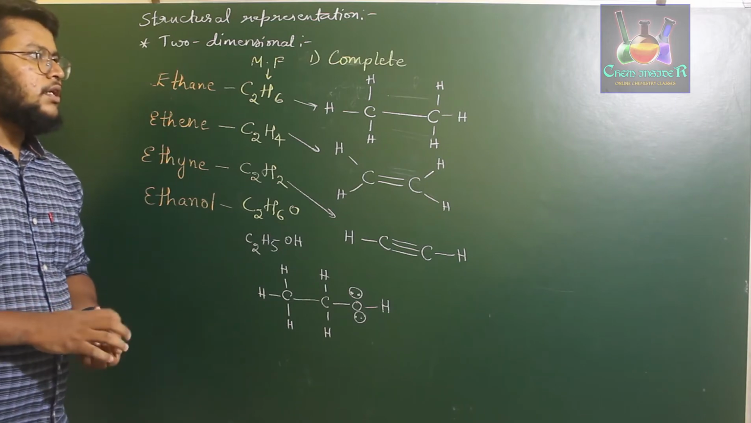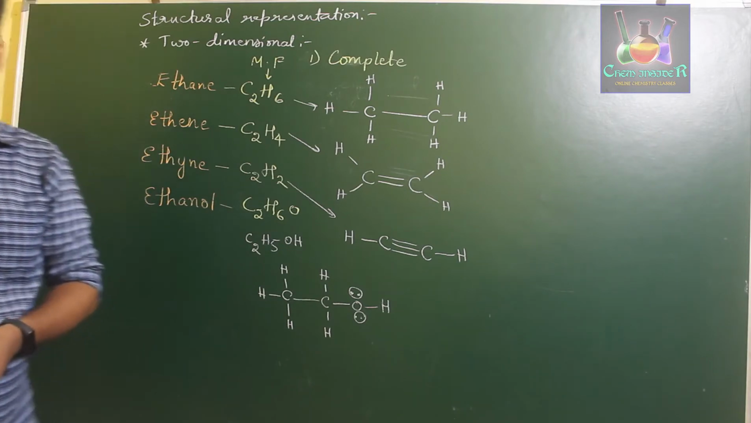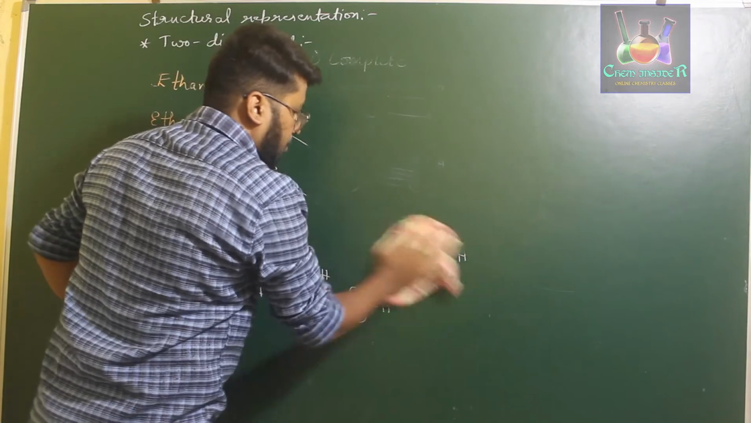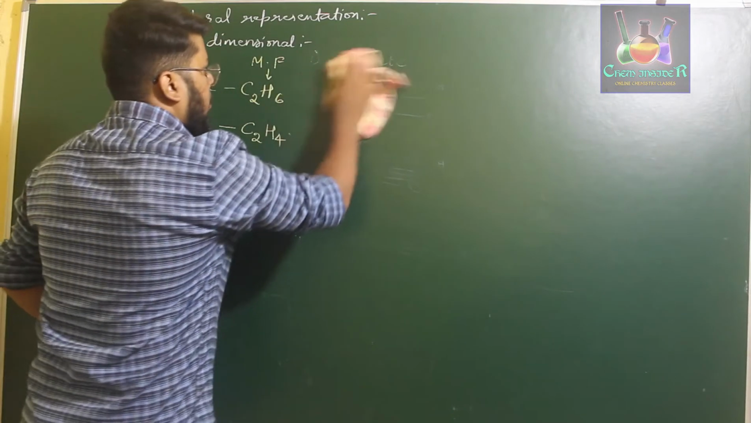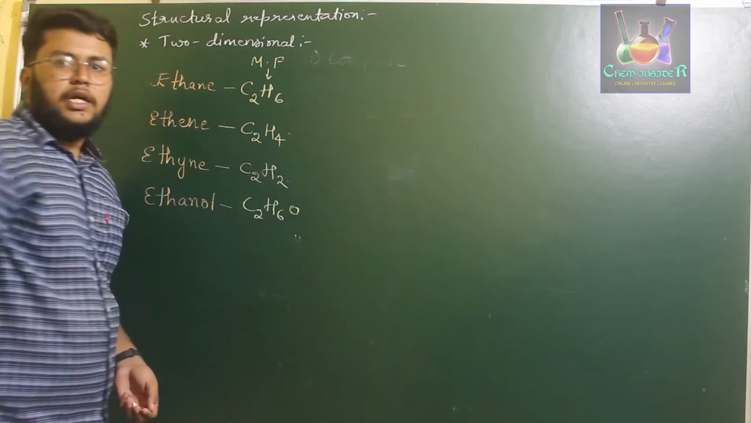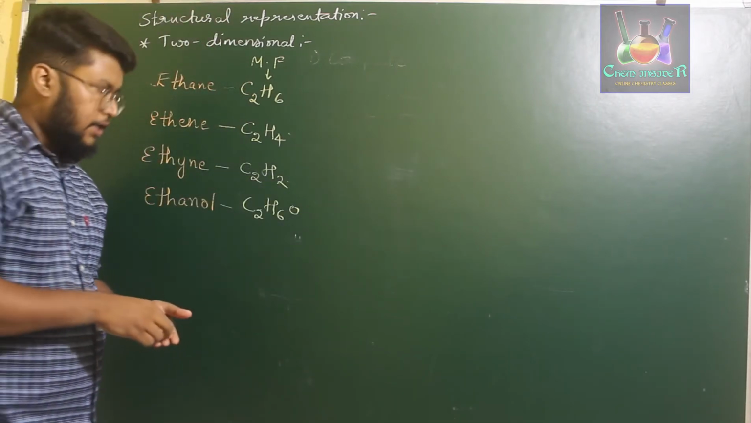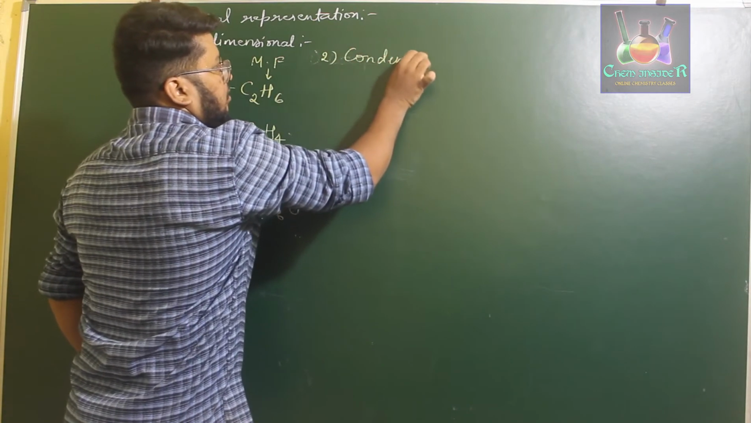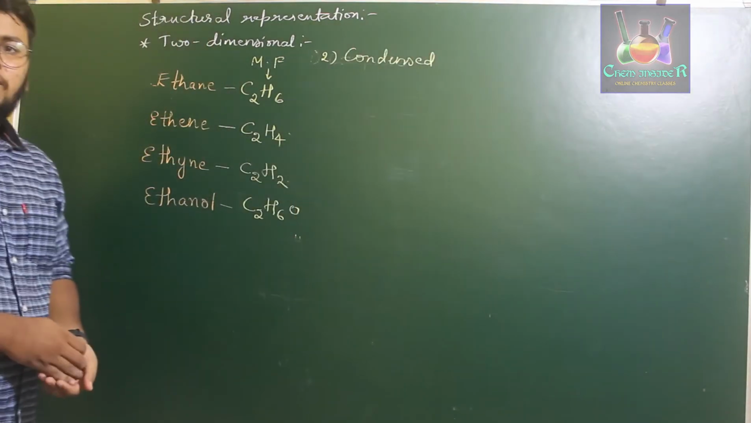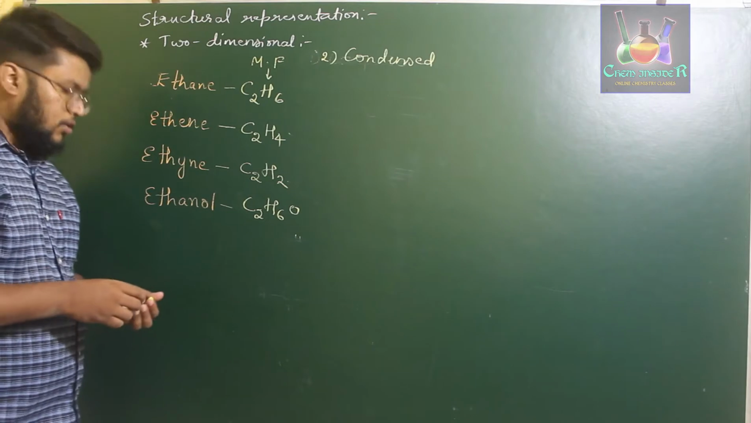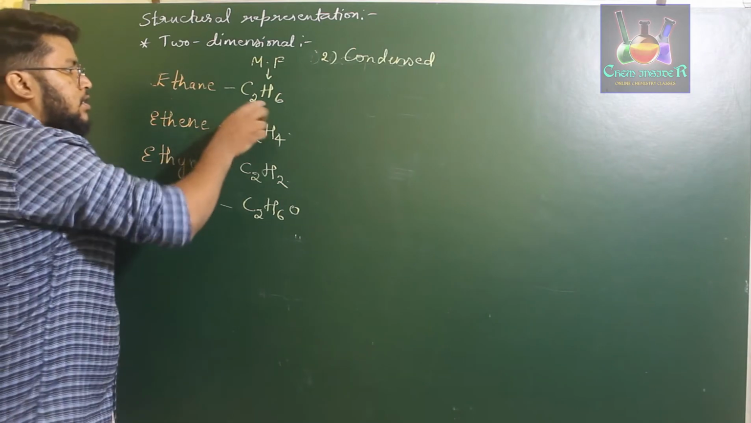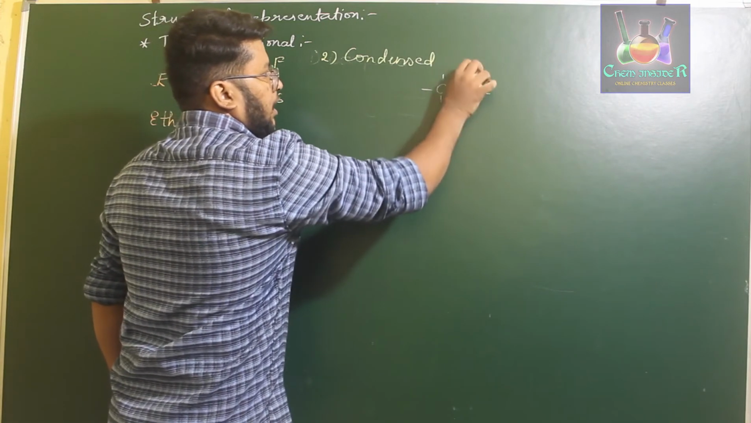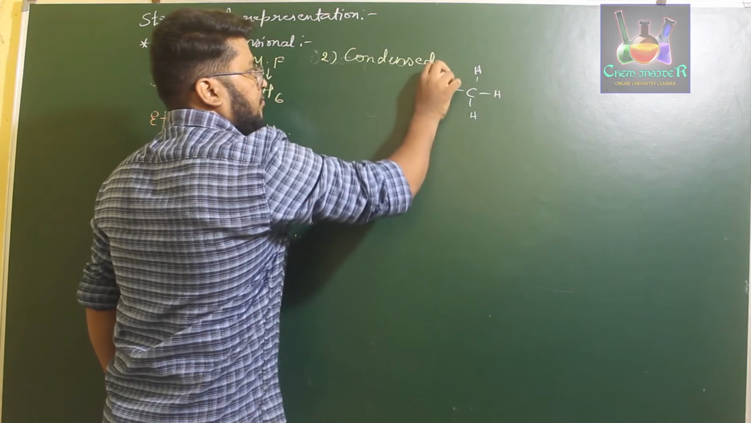Okay. So now is the condensed representation. Now for the condensed representation, what we observe is, instead of writing the bonds, we ignore the bonds. So we completely ignore the bonds. We'll just write down the carbon atoms and the number of hydrogen atoms attached to them. The second is condensed representation. For condensed representation, what we wrote for the structure of C2H6 was carbon with carbon and 3 hydrogens for each carbon atom.